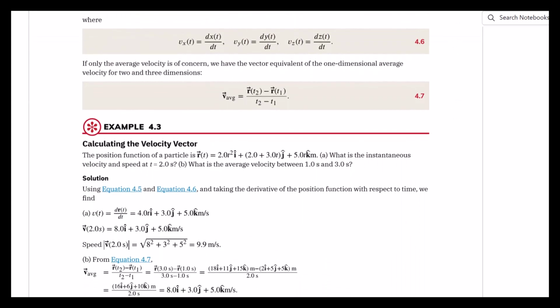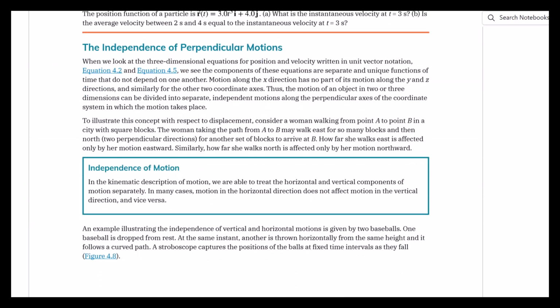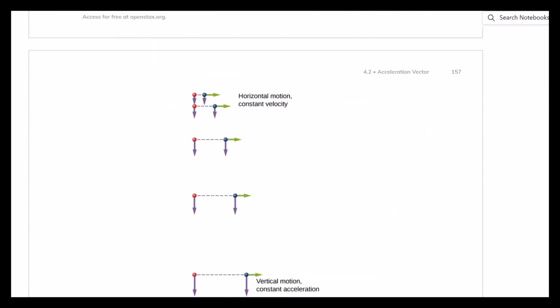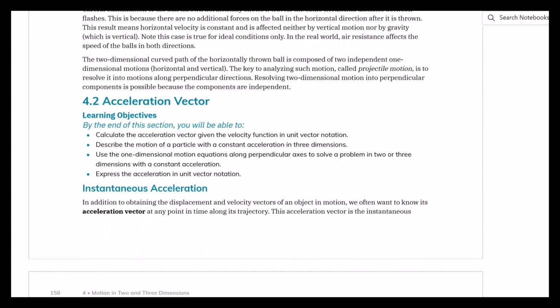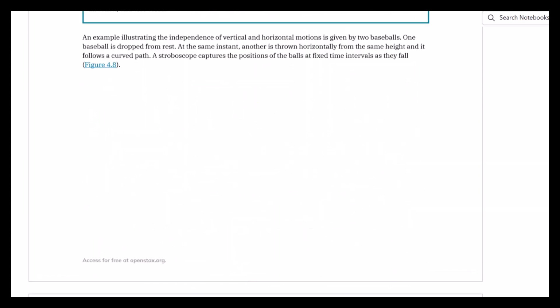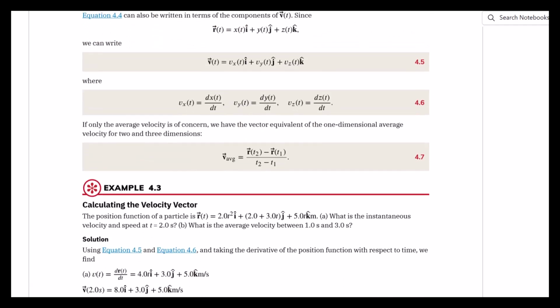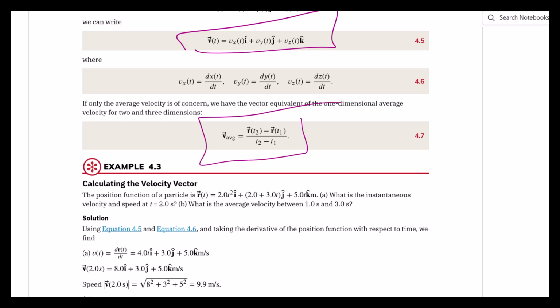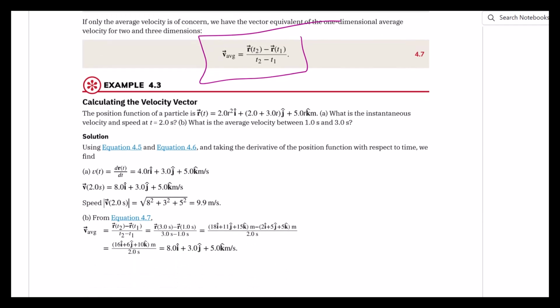And average velocity is the difference in the velocity vector. Independence of perpendicular motion. Okay, we already talked about that. And then we get to 4.2. I feel like they're not doing anything super fun in this, except just to say, see that? We already wrote that. And then the average. If you just wanted a boring average, it's the two positions divided by the total time. We were already doing that in 1D. Now you're just doing it in 2D.